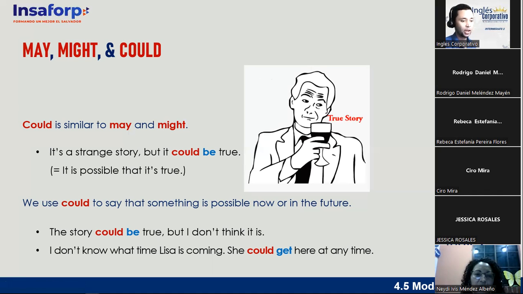Everything is clear. Okay, perfect. Just remember, could is similar to may and might, and it expresses that something is possible. So what are we going to do here? There is the first exercise today. Take a look.